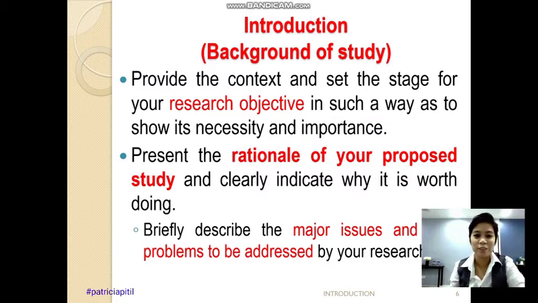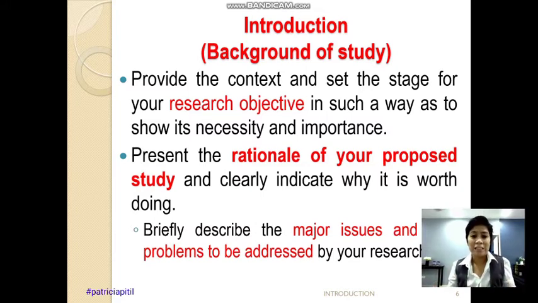Now we're talking about research objective. In one research proposal, it should consist of several objectives. What you want to measure? Are you going to look at the relationship? Are you going to compare some groups in terms of the DV that you're going to measure later on? And then you should present the rationale of your proposed study.